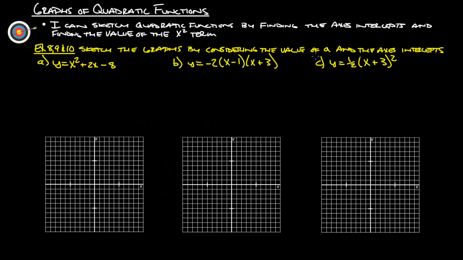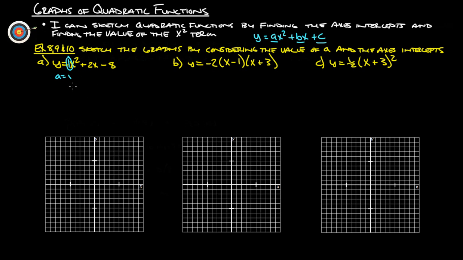So sketch the graphs by considering the value of A and the axes intercepts. Okay, so the value of A, what they're talking about there is you get y equals ax squared plus bx plus c. And this is the A, the B, and the C for quadratic functions. Okay, so it says consider the value of A. So right now, if it's x squared, that means the value of A is 1. So A equals 1. Okay?